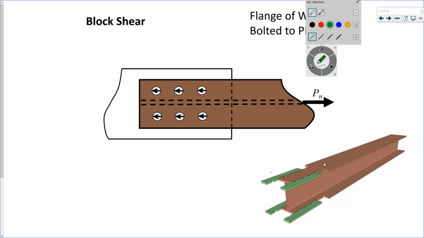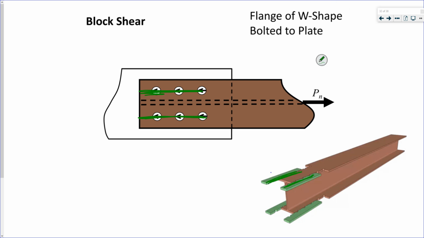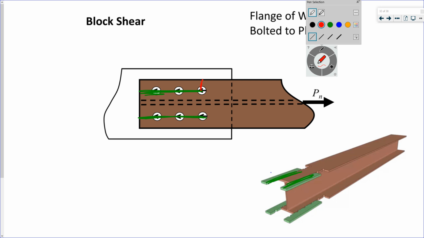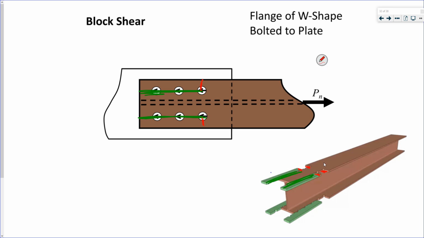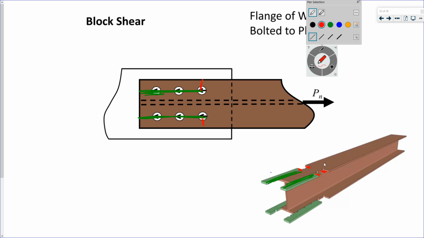If we're looking at the flanges, I'm going to break them off. This is my shear plane, right? Shear. And this would be my tension. Tension. And then if there's a plate on the other side, you'd have similar like that on the bottom. Right, that's my shear. And that's my tension.